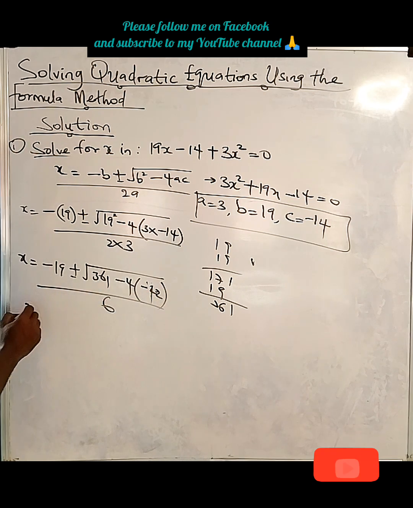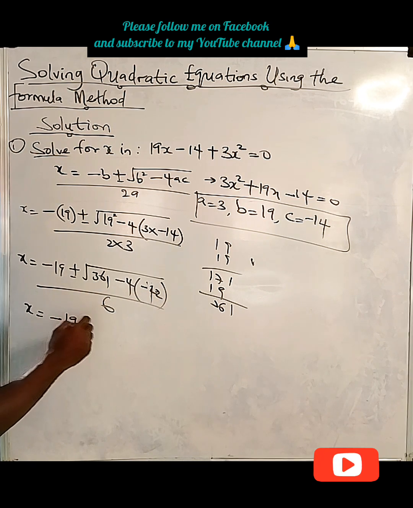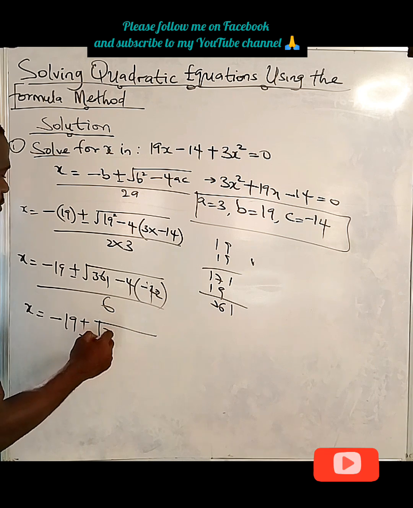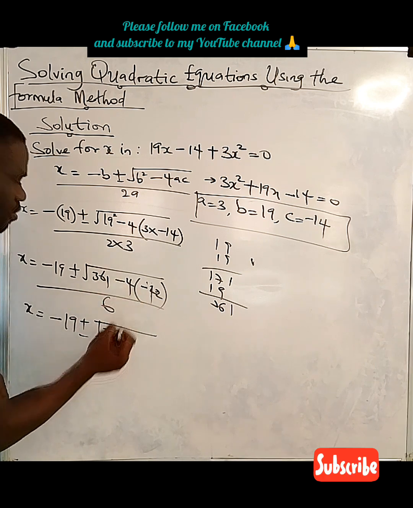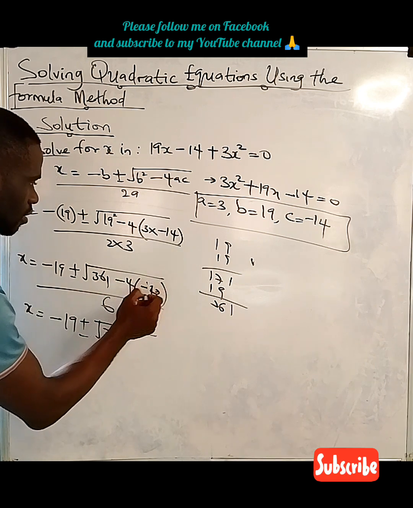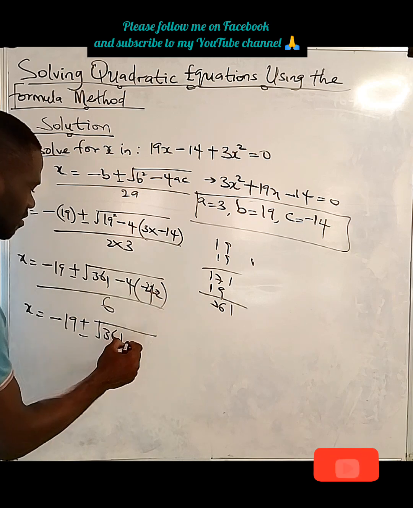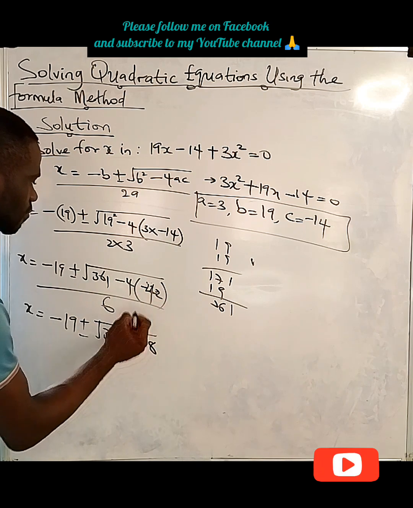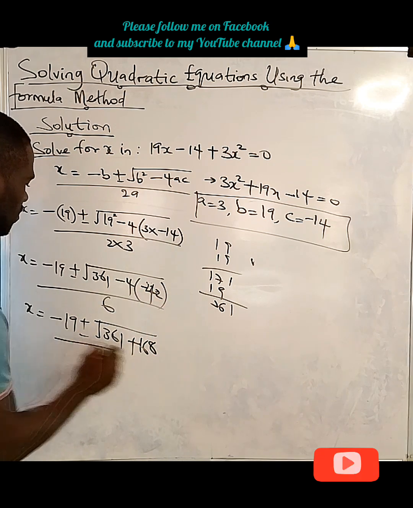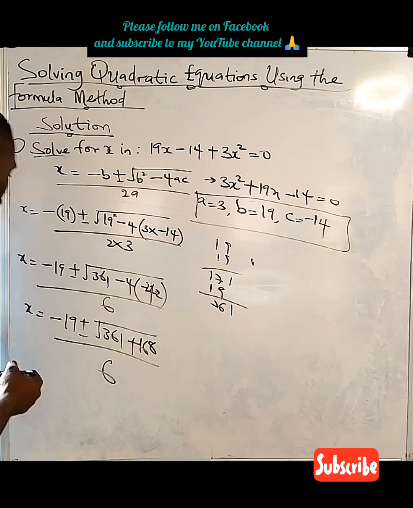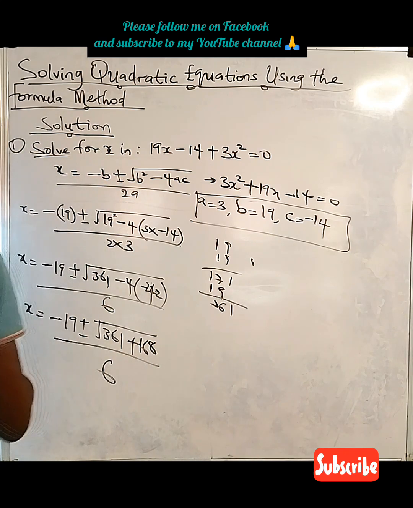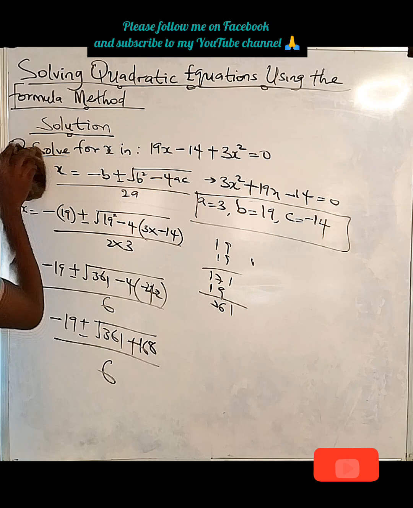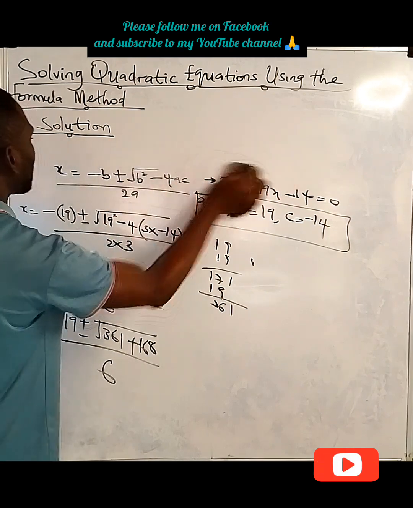So what do we have? The next, we're going to carry on. x is minus 19 plus or minus the square root of 361. Minus and minus will give us plus. Don't forget this is 42, that is plus 4 times 2, 8, 4 times 4, 16, 168 over 6. So we're going to bring it up here. We're very close to getting the values of x.